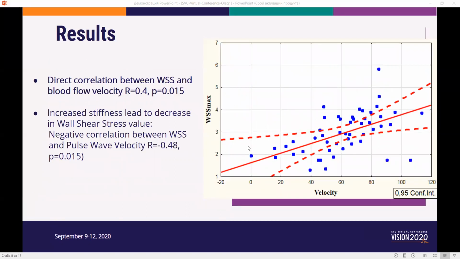We found direct correlation between wall shear stress and blood flow velocity. Increased stiffness of the artery wall negatively affects wall shear stress. There is a negative correlation between pulse wave velocity, that is a measure of stiffness, and wall shear stress.